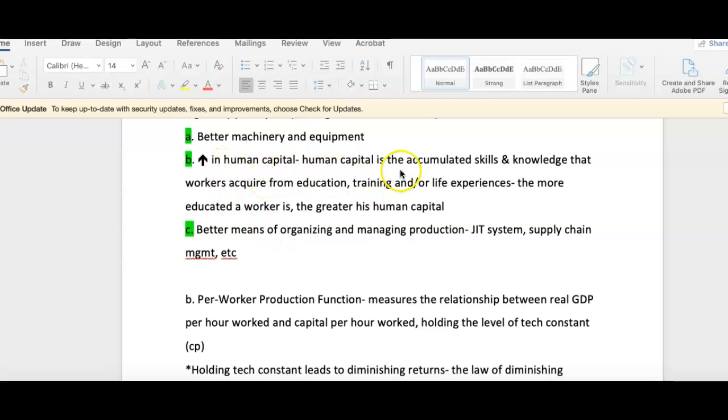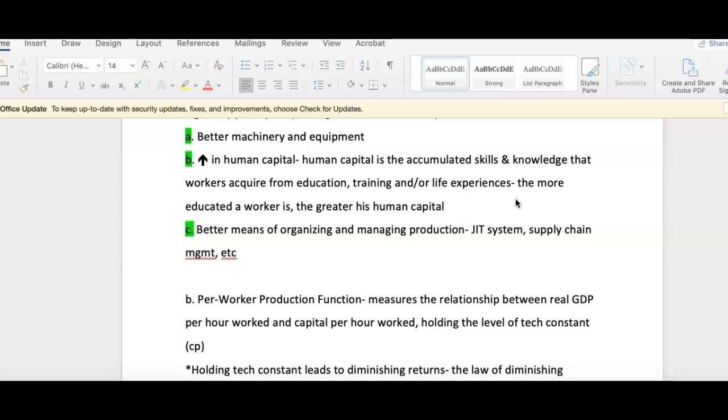The second thing is an increase in human capital. So human capital is the accumulated skills and knowledge that workers acquire from education, training, and or life experiences. So the more educated a worker is, the greater his or her human capital. So right now, the fact that you guys are all going to college, you're increasing your human capital. If I have some students who are ex-military or current military, that is a different kind of training. That is also increasing your human capital. If you are bilingual or trilingual, then you have that increased human capital.